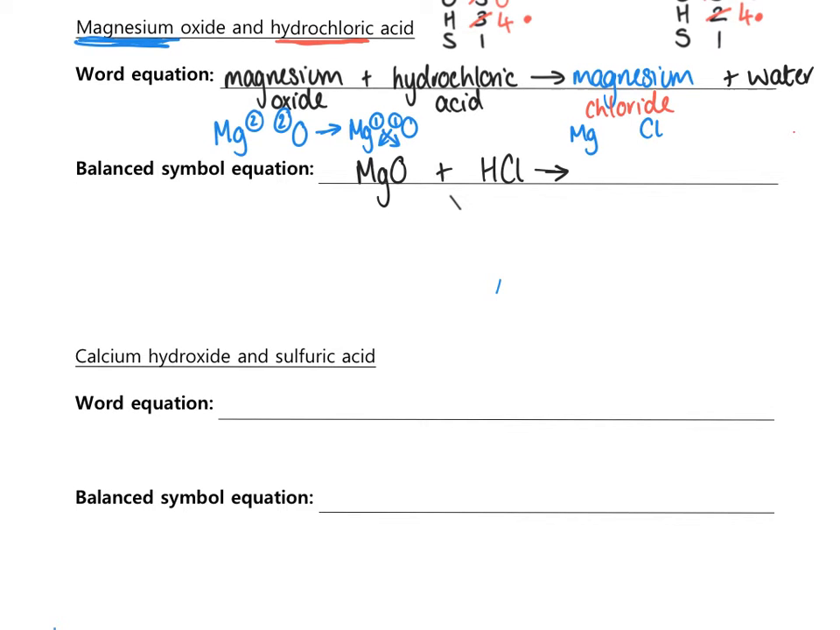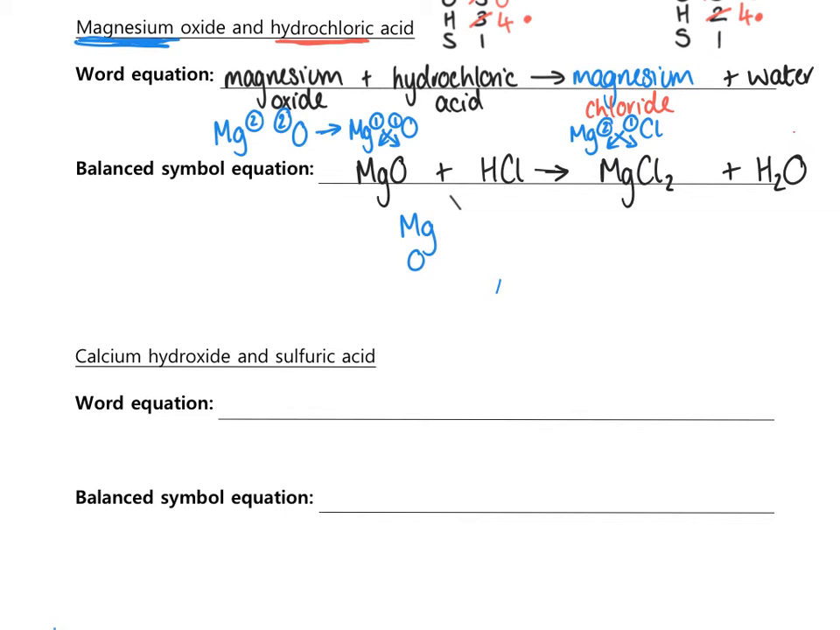Again, don't overcomplicate that. Magnesium is group 2, so it has a valency of 2. Chlorine is group 7, so it has a valency of 1. When we swap and drop that, we end up with a formula of MgCl2. And then we have plus water, which is H2O. Okay, we can see my equation's not balanced, so let's take some time to balance it now.